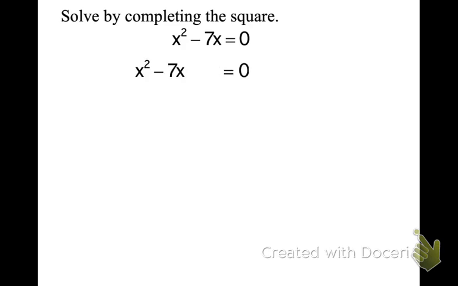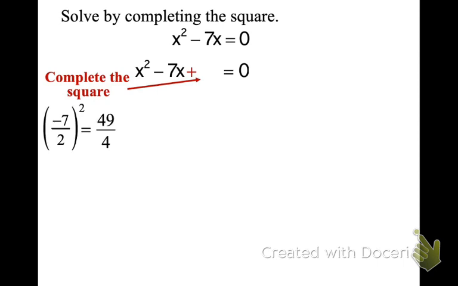So now I have to take that -7, divide it by 2, and then square it. -7/2 becomes 49/4. Adding it to both sides. Now I'm ready to factor. Why don't you guys pause the recording and try to solve this on your own.